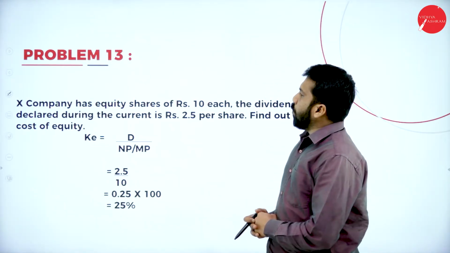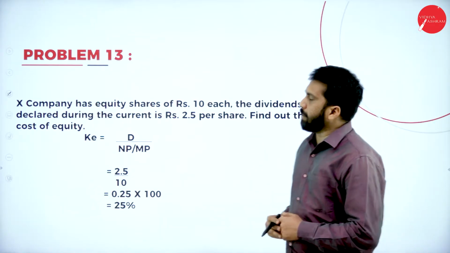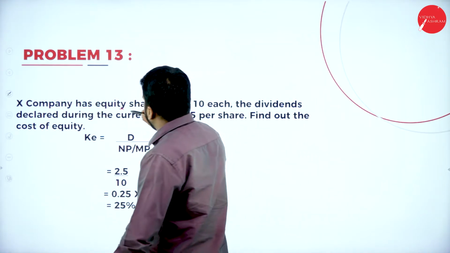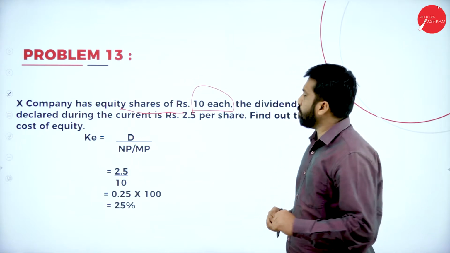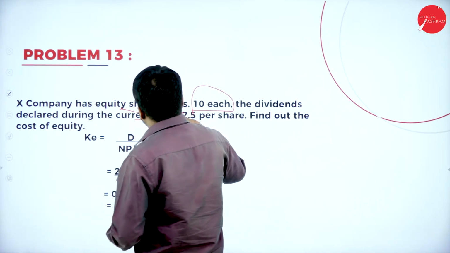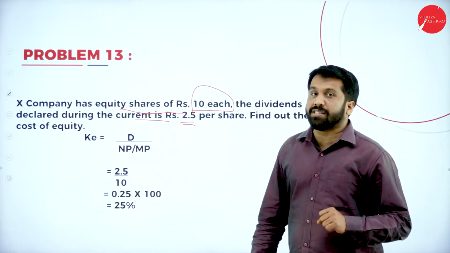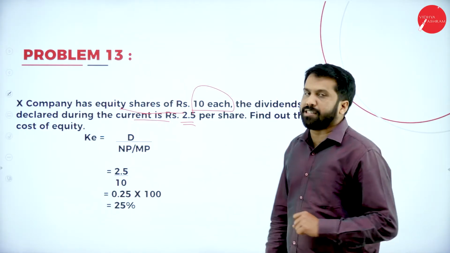So, your problem number 1 in cost of equity, or overall problem number 13. Now, X company has equity shares of rupees 10 each. What is the value of the share? 10 rupees. Now, the dividend declared during the current year is rupees 2.5. You got that. What is the dividend? 2.5.